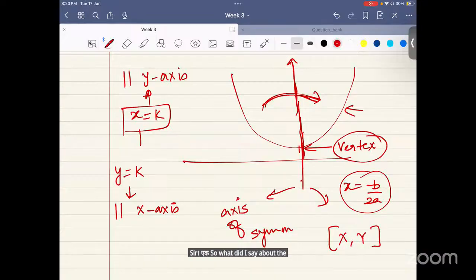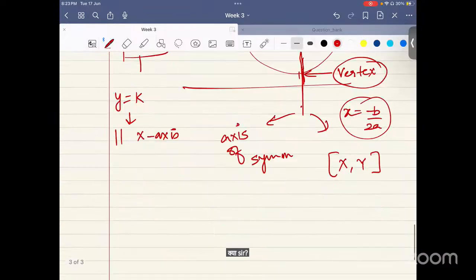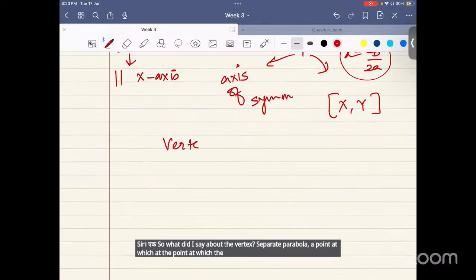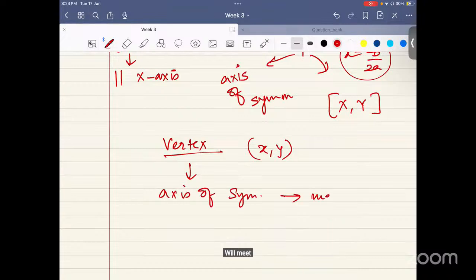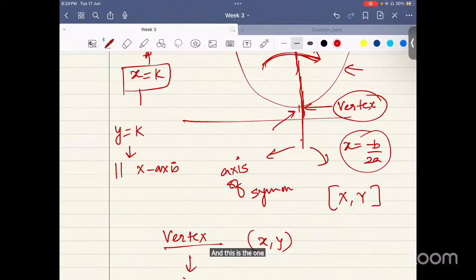So what did I say about the vertex of a parabola? The vertex will be some coordinate (x, y), and this point will be the point at which the axis of symmetry meets, or you can say intersects, the graph of the parabola. And this is the vertex, right? Like this.